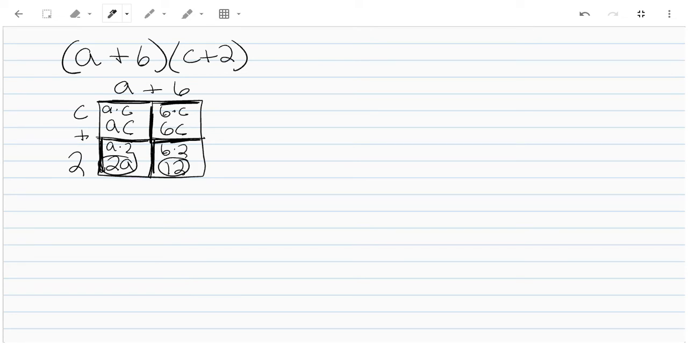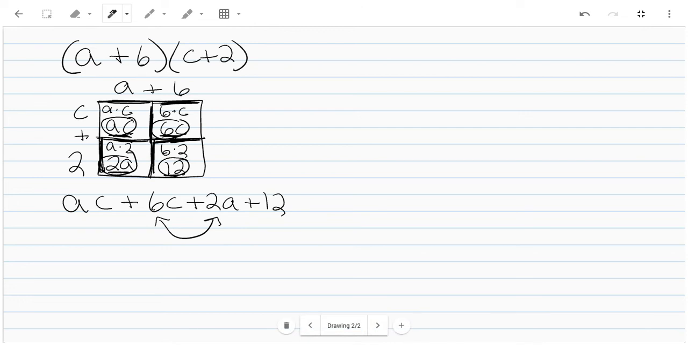So I'm going to circle those, and now I just need to bring them up. And if you look, I don't have anything that are like terms. I have ac, 6c, 2a, 12. So all I can do now is just go ac plus 6c plus 2a plus 12. And the order here doesn't matter. It could be switched. I don't care. Doesn't make a difference. So this would be my area. And in your homework, you're going to have to do the perimeter too. And so that's the area.